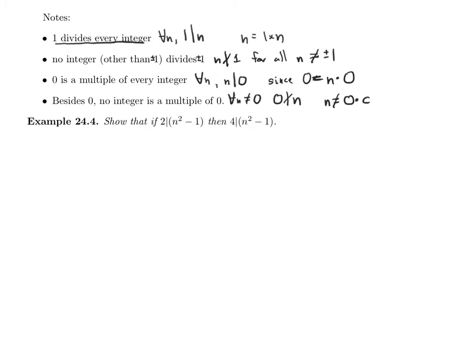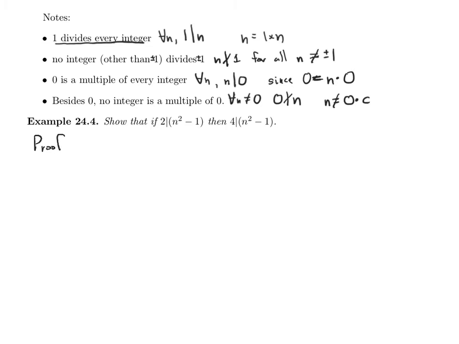So let's try this one. Let's try example 24.4. It's basically saying if 2 is a factor of n squared minus 1, or you could think of it as if n squared minus 1 is even, then n squared minus 1 is divisible by 4. That's pretty interesting. Let's see if we can prove that.